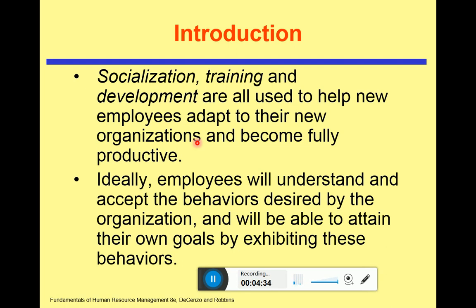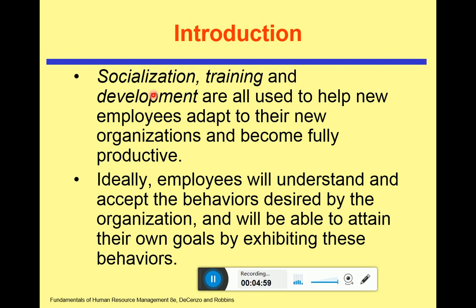Every organization tries that whoever is newly hired, whether a new hire, an intern, or new employees, the new incumbent must be productive in nature. Again productivity, again outcomes, again enhancement are achieved with the help of socialization, with the help of training and with the help of development.